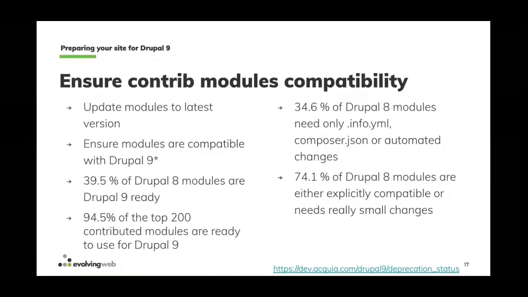that were taken from the Acquia deprecation status dashboard. So as you can see, 39.5% of Drupal 8 modules are Drupal 9 ready now. 94.5% of the top 200 contributed modules are ready to use for Drupal 9. So it's almost all of them. 34.6% of Drupal 8 modules need only .info.yaml, composer.json, or automated changes. So they are just one step away from being Drupal 9 compatible.